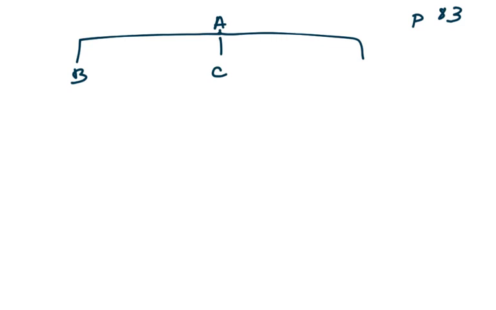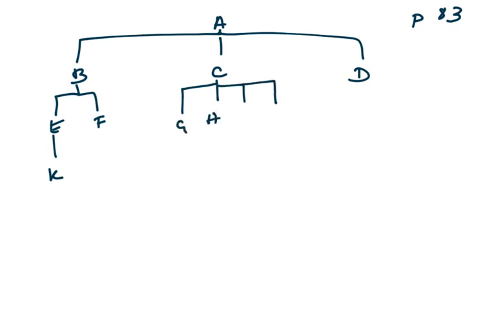How about we do one more? This is the granddaddy of them all. You can find this one on page 83 of your textbook, figure 2.7. In this scenario, A has 3 kids, B, C, and D. B has 2 children, E and F, and E has 1 child, K. C has 4 children, G, H, I, J. G has 1 child, L. H has 2 children, M and N. J has 1 child, O.